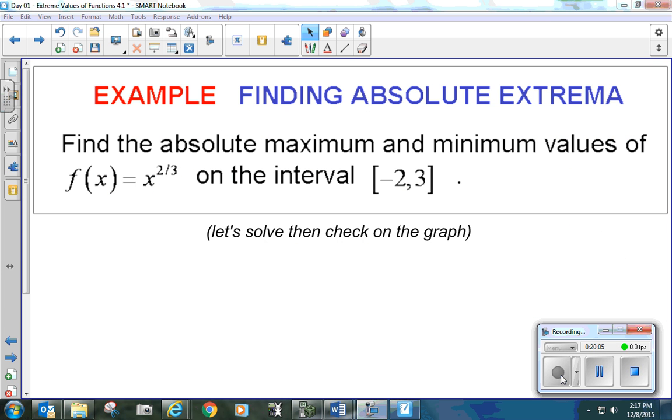Find the absolute maximum and minimum values of this function, f of x equals x to the 2/3, on the interval from -2 to 3. So right off the bat, I know when I find my min and max and my slope, so if it goes up or down, I find my 0 point, I'm ultimately going to have to test these two endpoints to see if they're higher or lower than everything else. Okay? So, what's the first thing we need to do?